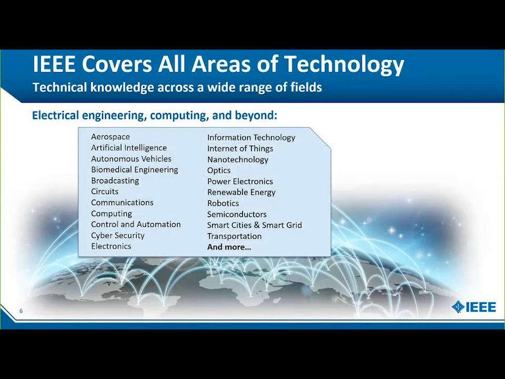IEEE is also made up of 39 technical societies, and these technical societies cover a wide range of technical interests. While most people think of the IEEE, they think of electrical engineering and computer science, which are, of course, our foundational technologies, IEEE really covers all areas of technology today.